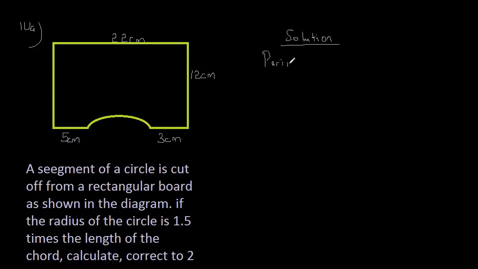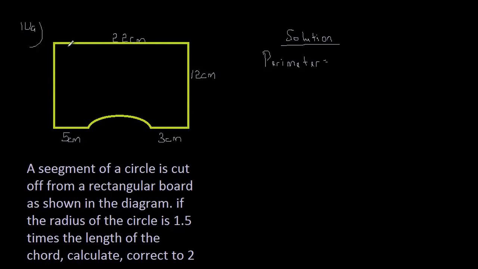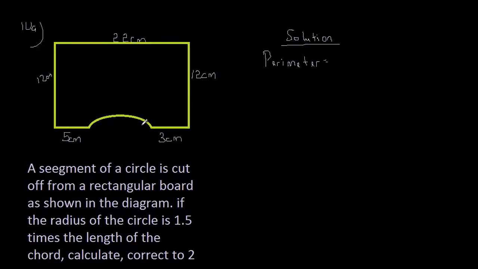Firstly, perimeter means the addition of the length of every single thing that comprises this shape. So I have 5 here, 3 here, 12, 22. Because it's a rectangular board, the opposite sides are equal, so this is also 12 centimeter. The only thing left out is this segment of the circle that has been cut off.